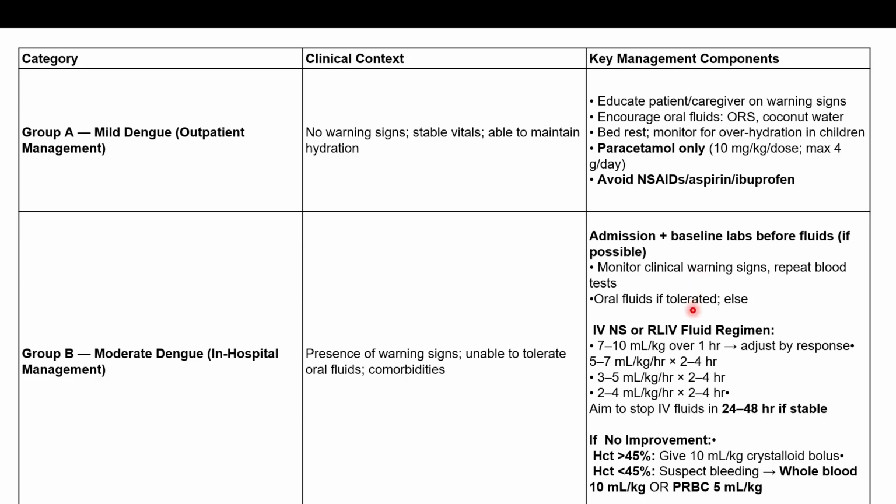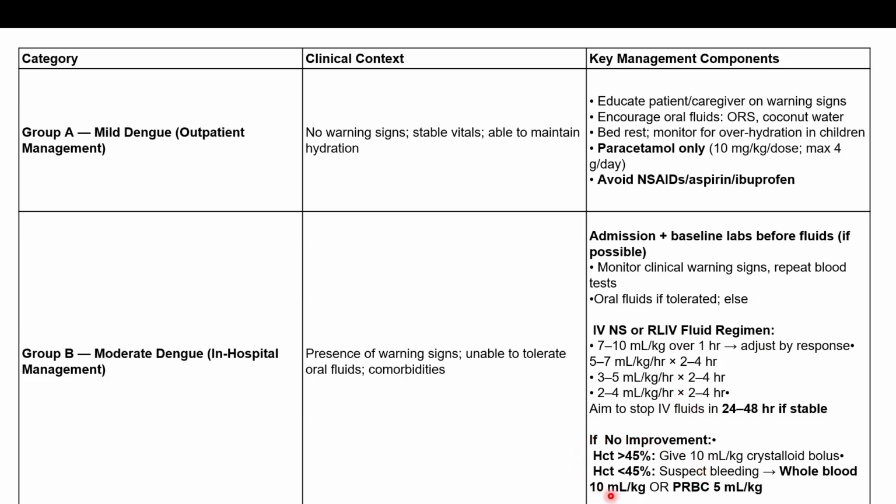Oral fluids as tolerated. This is the regimen that is always given in the books as well as in the guidelines, such as 5 to 7 ml per kg over 1 hour. Adjust by response, then reduce to 5 ml per kg per hour, then 3 ml, then 2 ml per kg per hour. So overall fluid management gets completed within 48 hours if stable. No further fluid administration, to prevent volume overload.